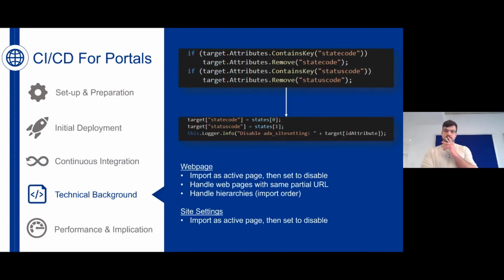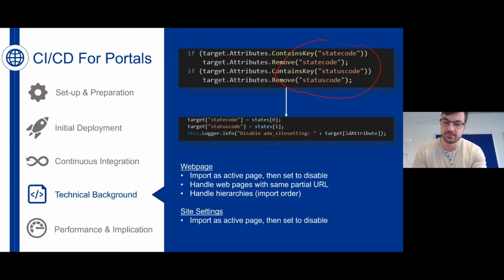Here's just a quick example. We have our different states here. So in this case, it's a site setting. What you can do is you can check for the attributes. So if the state codes are there, and then just remove it. That could be a pre-step. So before you import the entity, check the states, remove them, or set it to disabled, and then enable it again. Very quick, very straightforward.